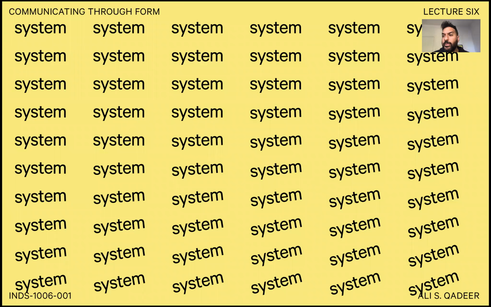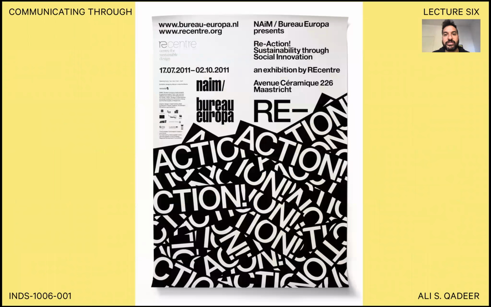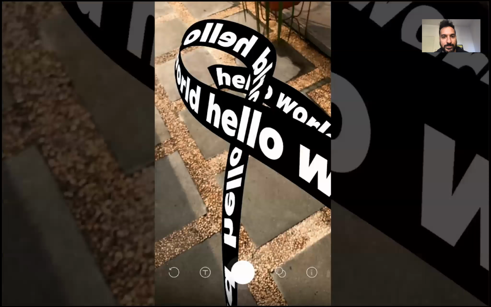Type also foments meaning through system, not just through your choice of font, but how you choose to apply your font. This is an example of a Bureau Europa poster by the design studio Experimental Jet Set, who are known for only using pretty much one typeface for everything. But how they apply the typeface, the layering, the repetition, all of these forms helps to create meaningful compositions. Or another example is the application Weird Type designed by Zach Lieberman, which allows you to create very simple AR typographic experiments.